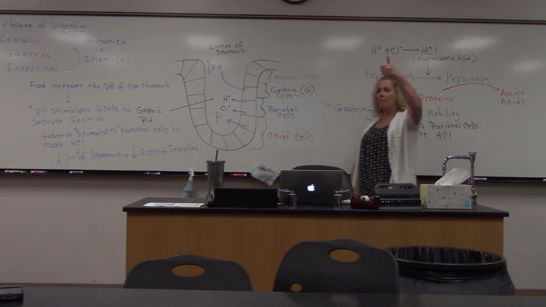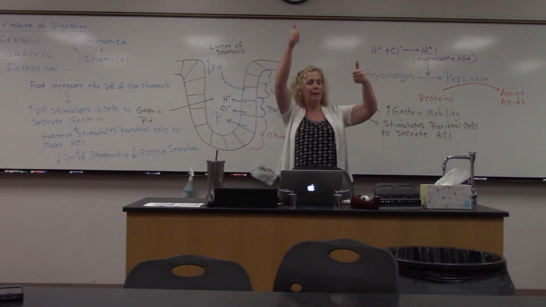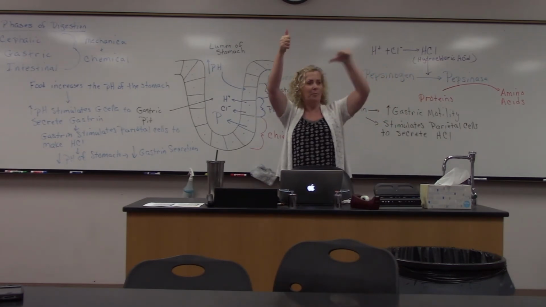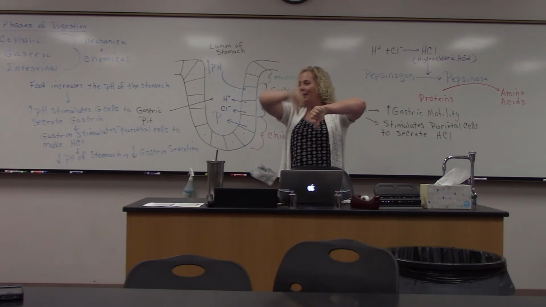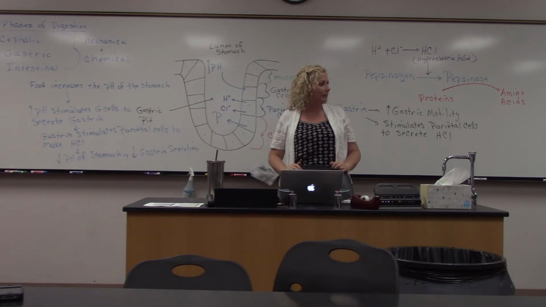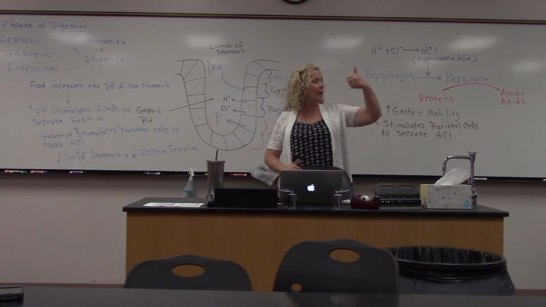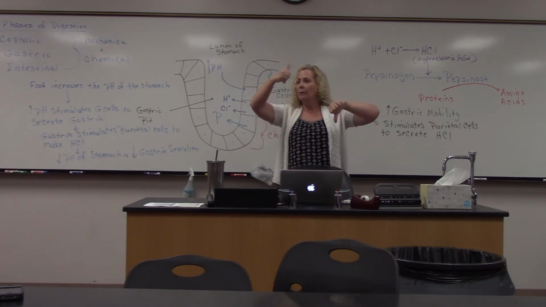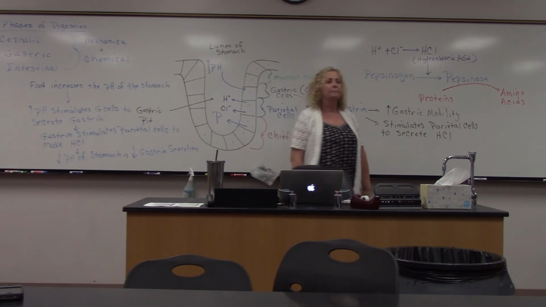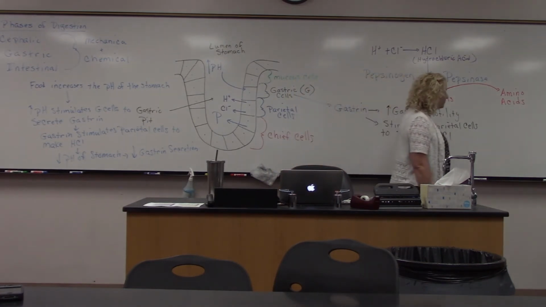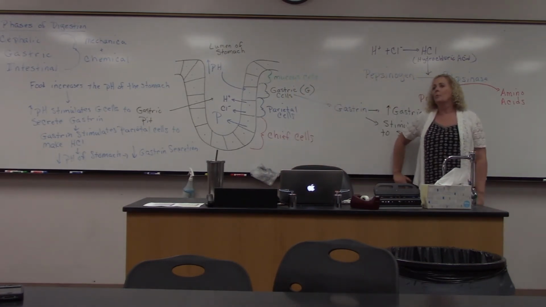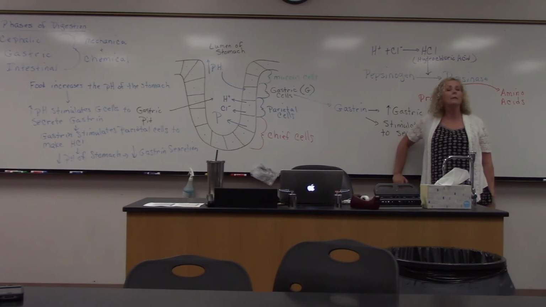So pH goes up, gastrin goes up, HCl goes up. pH goes down now, gastrin goes down. HCl production goes down. This is actually negative feedback. So raise the pH, turn on gastrin. Lower the pH, turn off gastrin. It's a way to make sure you don't make too much acid in the stomach, or you'll burn a hole in the stomach.